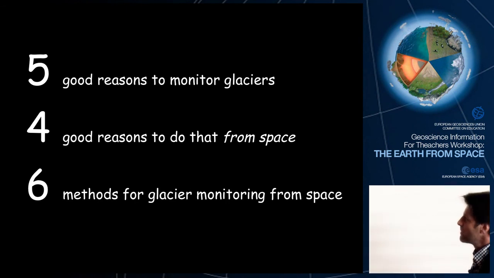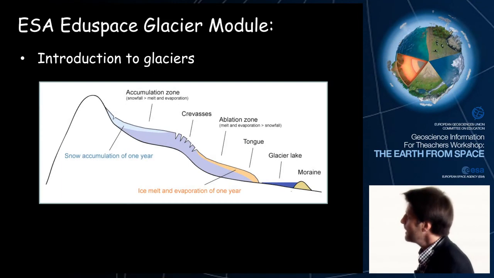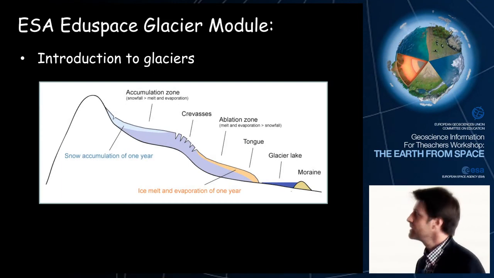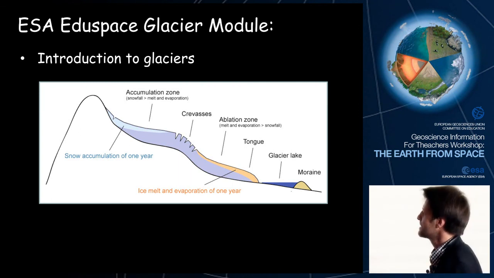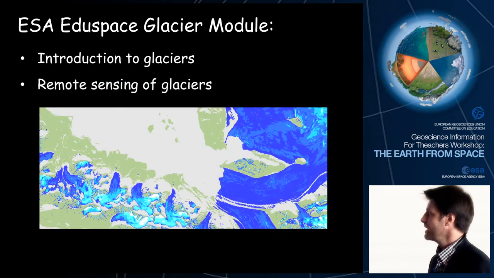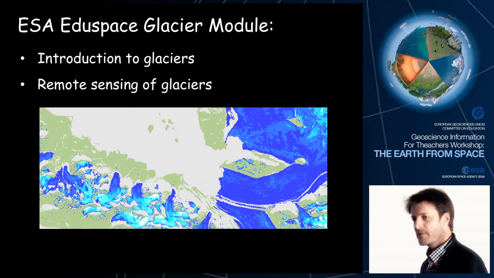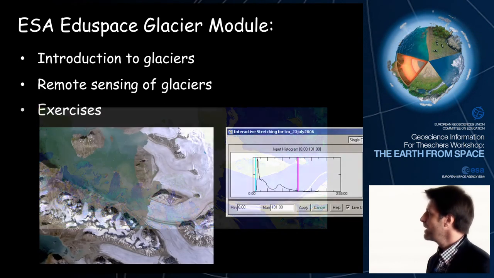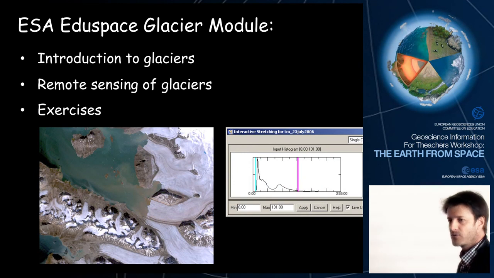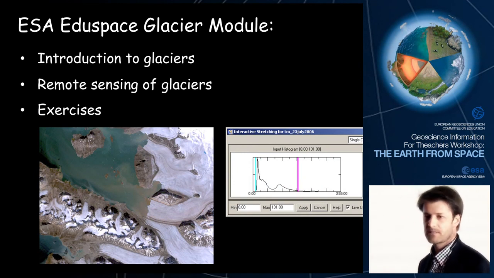All these points and some more are part of an educational module which ESA builds up with EduSpace. We are developing a glacier module which should be online during this year, I hope. This module contains 1 chapter about introduction to glaciers, where the principles of glaciers are explained. A second chapter describes remote sensing methods for glaciers. Then there are a number of exercises, and this afternoon you will be able to do some of these exercises if you want.